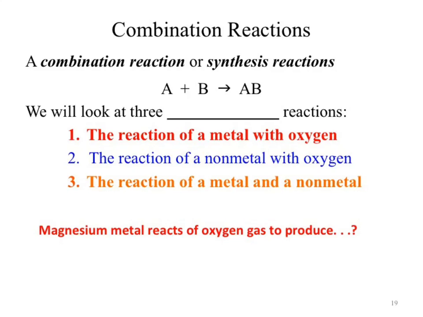Okay? So, here's a little question for you. Magnesium metal reacts with oxygen gas to produce what? Okay, so what we want to do is now come up with an equation. How would we start our equation? Convert the names into our symbols or formulas. What is the symbol or formula for magnesium metal?